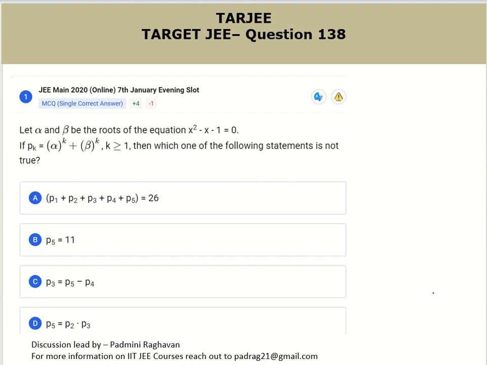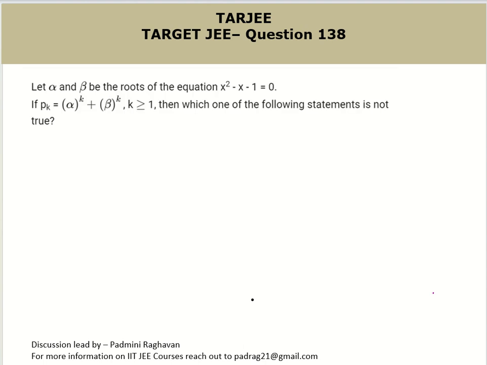So all we understand is we need to get the value of the terms involving P1 to P5. Getting the roots of this equation is not a great idea because the roots are not going to look good. The roots are going to be (1 ± √5)/2. So let's go with the sum of the roots and the product of the roots as we always do. Sum of the roots is equal to −b/a. Product of the roots is equal to c/a.